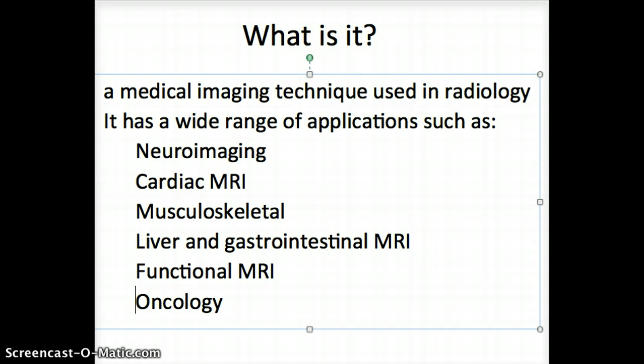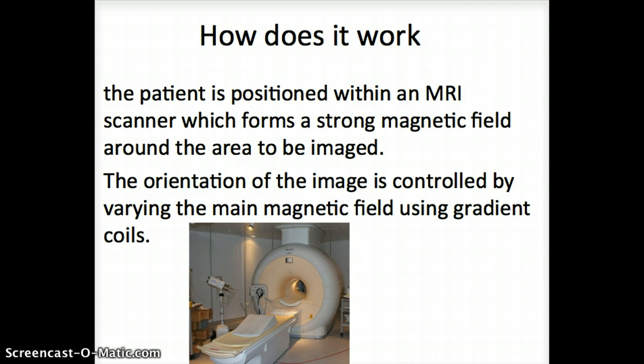And second of all, next, how does it work? To perform a study, the patient is positioned within an MRI scanner, which forms a strong magnetic field around the area to be imaged. This field needs to be both strong and uniform for this to work. This is due to the hydrogen protons, because they are likened to the planet Earth spinning on its axis with a north and south pole.